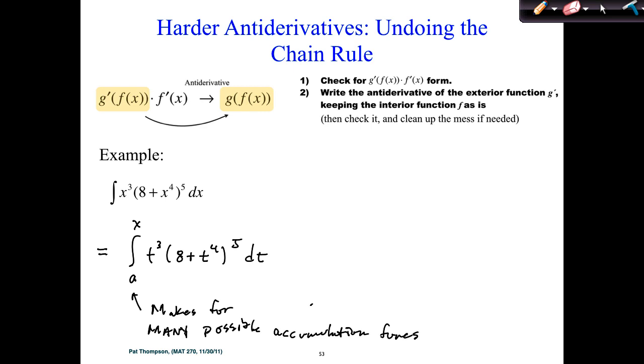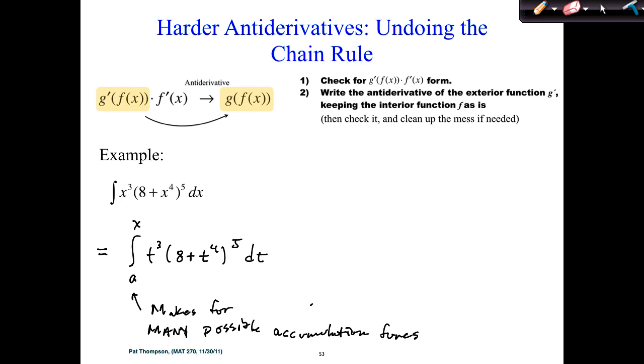So the reason there's more than one net accumulation function is because we can start at any x value, start accumulating, so that our net accumulation is 0 at any value a. So when you don't see those limits, that's what that means. Okay, so you don't have to write this out. You can just start working on it, but just know in your mind that that's what that means.